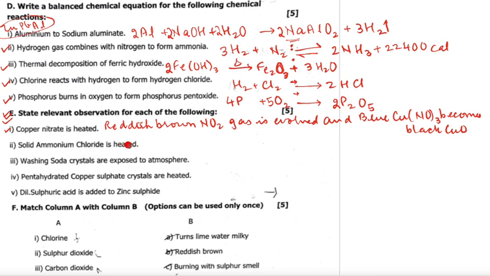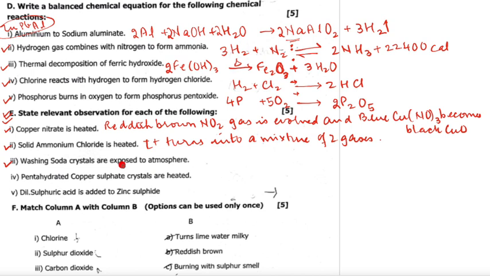Now solid ammonium chloride is heated. Here solid ammonium chloride is going to turn into a gaseous mixture. So we'll say it turns into a mixture of two gases. Okay, so it does not melt, but it turns into a mixture of two gases. So it turns into a gaseous vapor state. And why is that so? Because it's a sublimable solid.